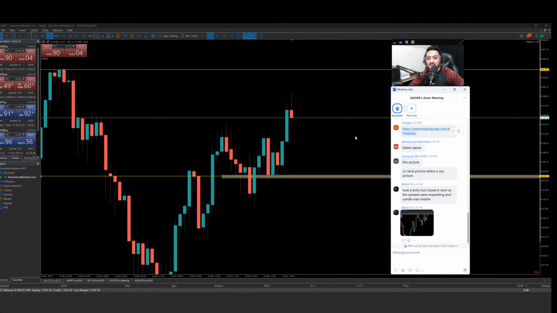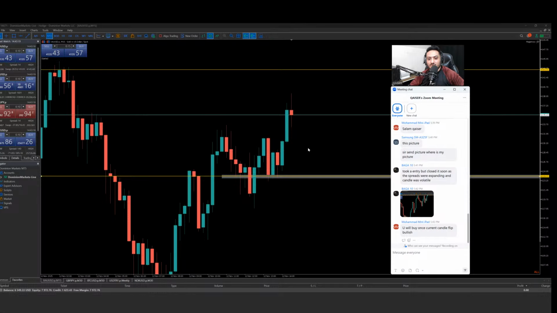If you are getting scared, Mr. Baga, just lower the lot size or close 50%, and believe your structure, I would say. You will buy once the current candle flips bullish.